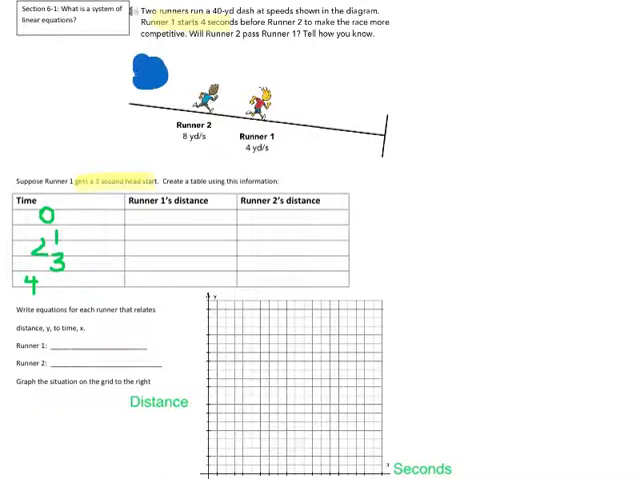So again, we're going to take the 40 yards and divide it by 8 yards per second. So it'll take him 5 seconds to run. If we take a look at runner 1, he runs 4 yards per second. So we're going to take 40 and divide it by 4 yards per second. So that'll take him 10 seconds.